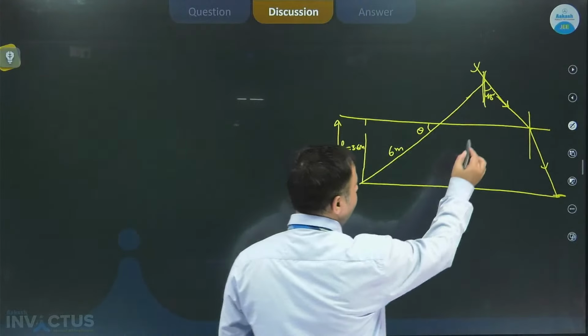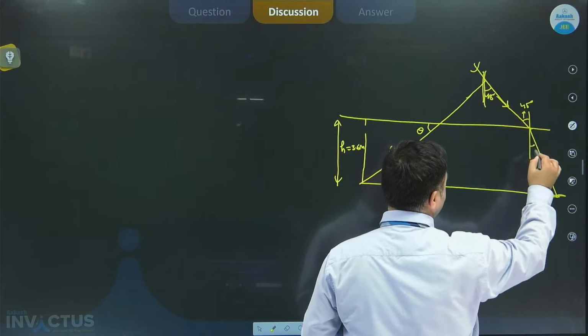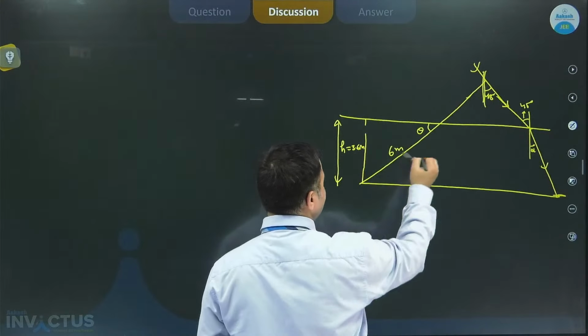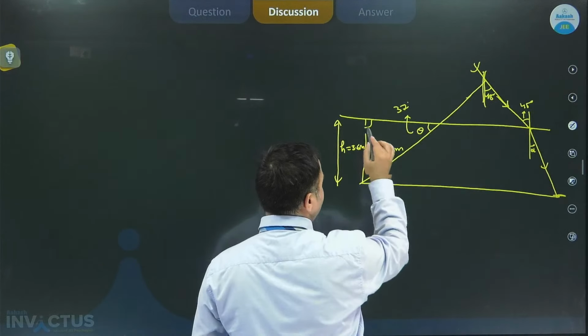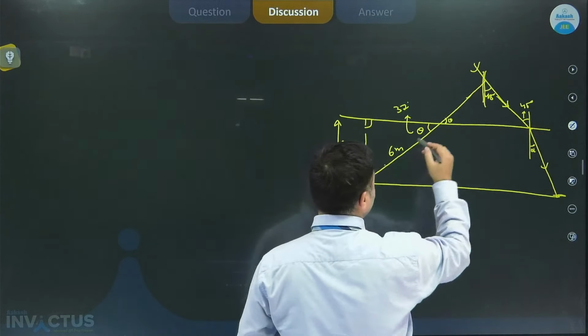So if this angle is 45, this will also be 45. Let us suppose this angle is alpha. Now this height is h and this height is 6. This theta will come out 37 degrees. This is theta, this is also theta, and this is 6 meter, this is also 6 meter.